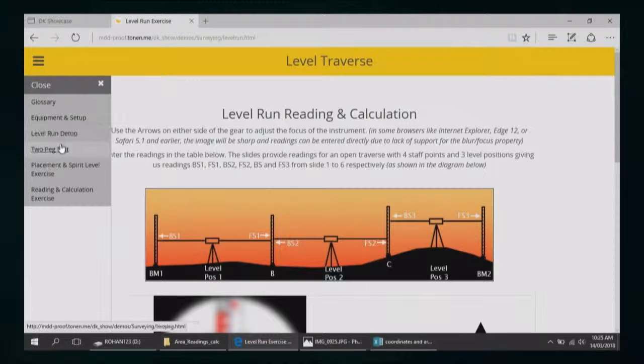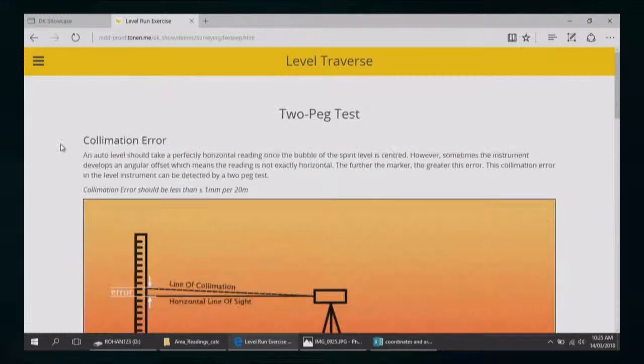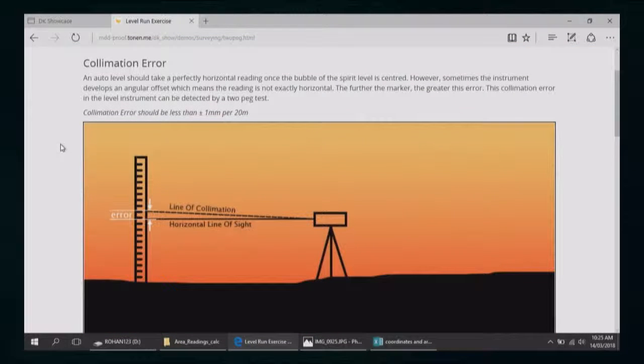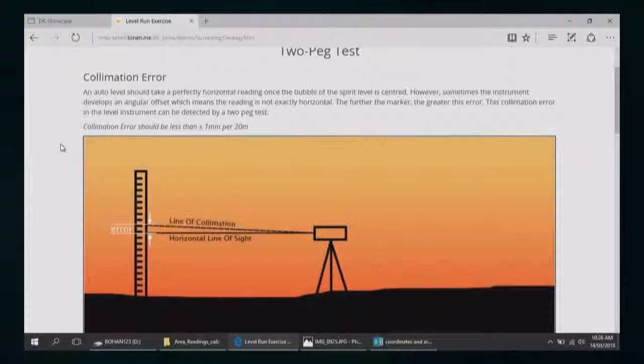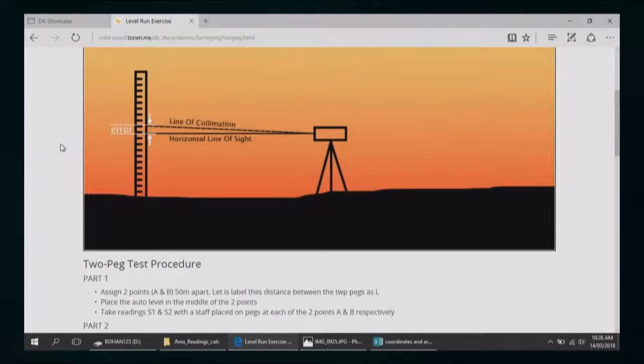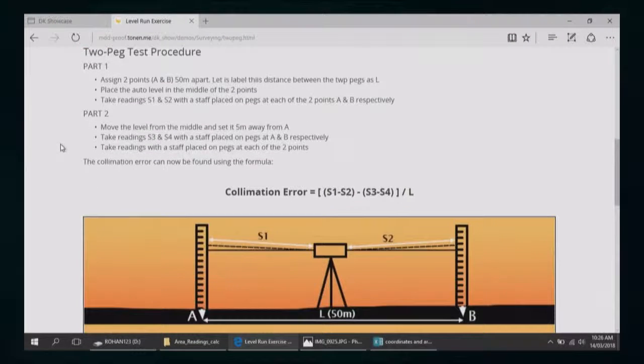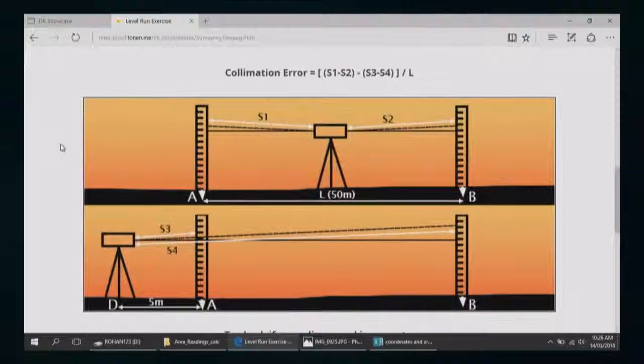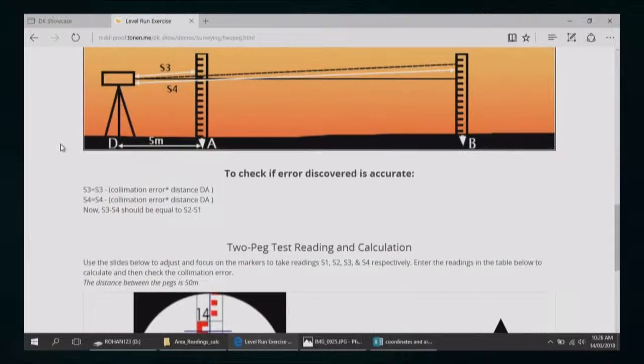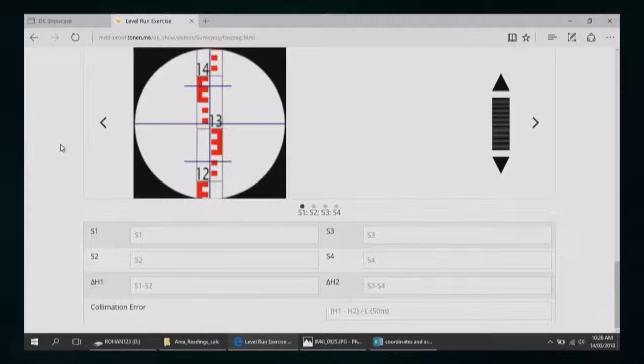Coming to the two-peg test. There was a request to include a two-peg test. Now this test is used to find out if there's an error in the instrument. It's quite possible that a level that you use has an error. And there is a method used by surveyors to find that error and to compensate for it. So I studied it on the internet, got some resources, and it wasn't terribly difficult. So I put it in this resource: what the two-peg test is, how to discover the error, and how to apply the correction.